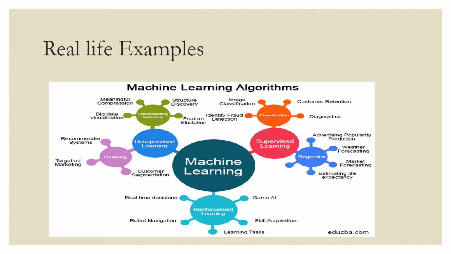The next in supervised learning we see is regression. Now, regression is for continuous data. Here, weather forecasting, market forecasting, expecting life expectancy, stock markets, all fall under regression analysis. That means we have to apply regression algorithms to find out suitable solutions to these problems. Next, we see is reinforcement learning. So, the real life applications of reinforcement learning algorithms are robot navigation, real-time decisions, skill acquisition, learning tasks, game AI.